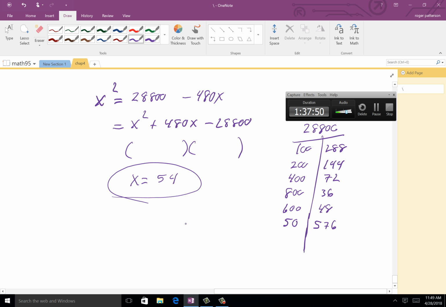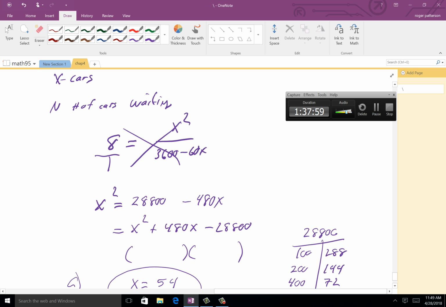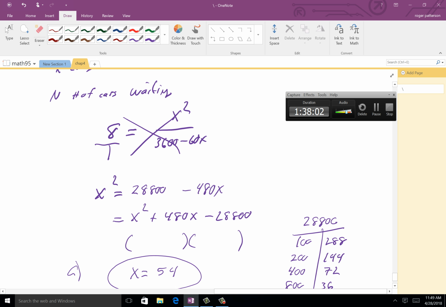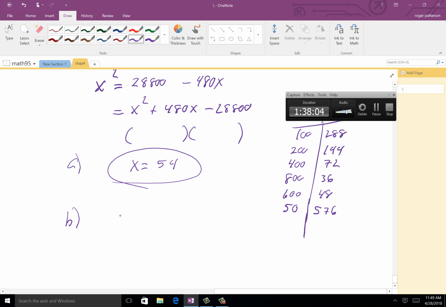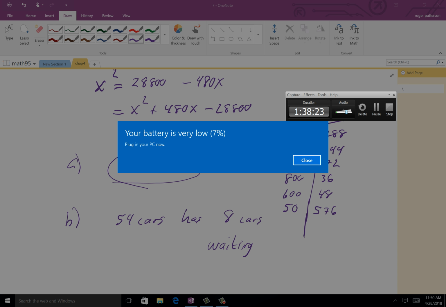So there's that. What was the other part of this? Interpret your answer. Oh, 54 cars. So when we have 54 cars, then there are 8 waiting. Is that it? Okay. Yeah, I just graphed it and looked where it crossed. So, all right.